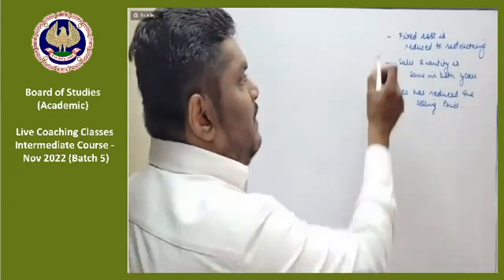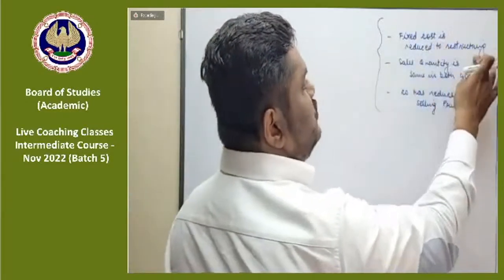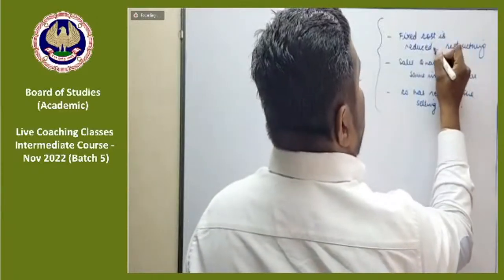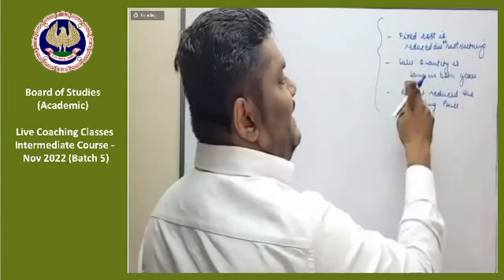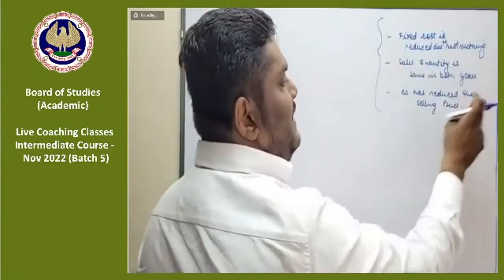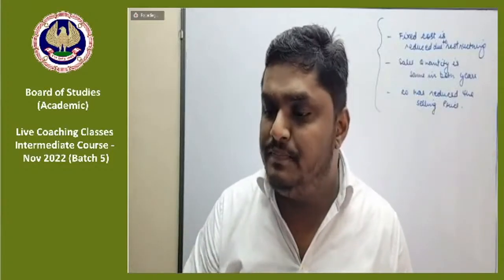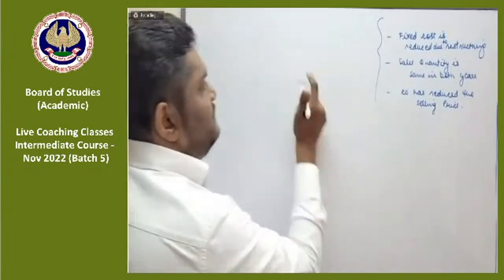So now, here in the extracts of this question, the fixed cost is reduced due to restructuring. Sales quantity is the same in both the years and the company has reduced the selling price. So now let's solve the question. Let's start with 1920 first.